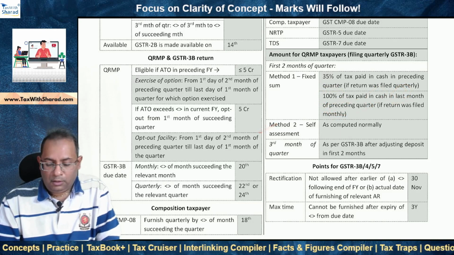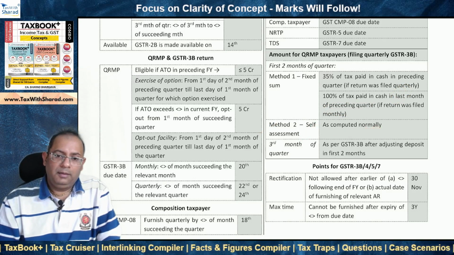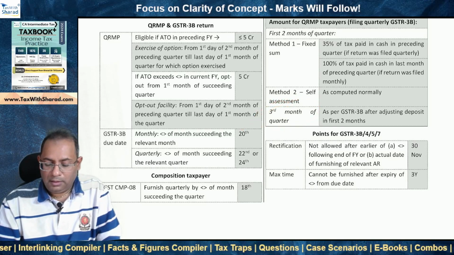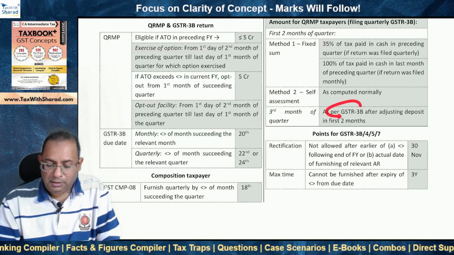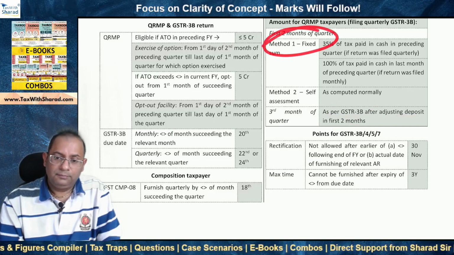If method 2 is adopted, which is the self-assessment method, then the amount to be paid needs to be computed normally. For the third month, that means the last month of the quarter, the amount is to be paid as per GSTR 3B after adjusting the deposit in the first 2 months.